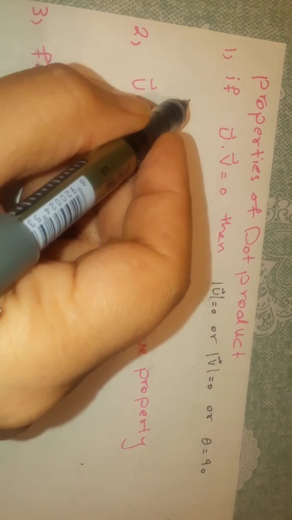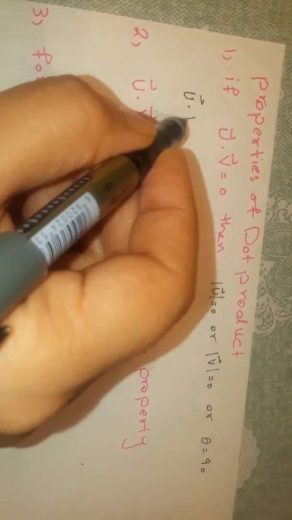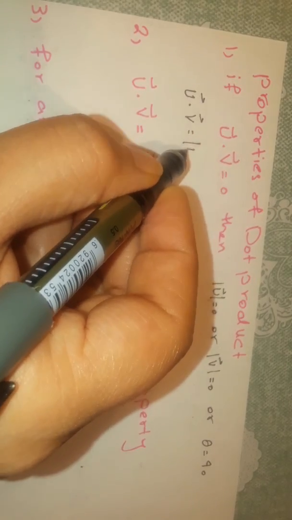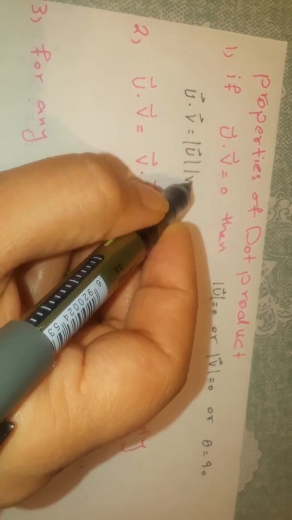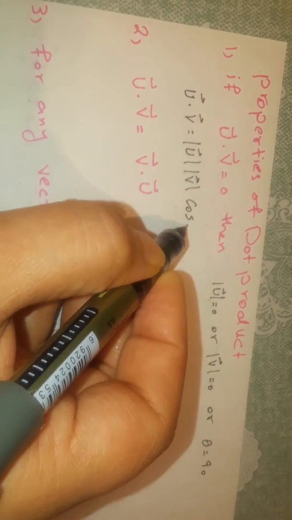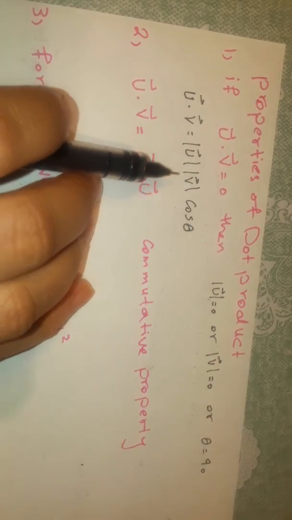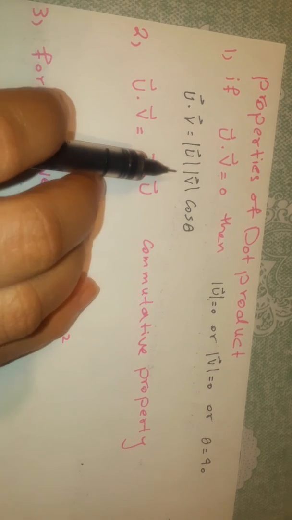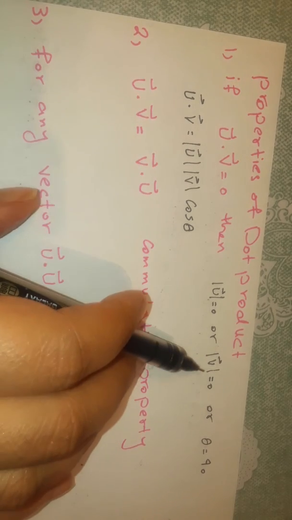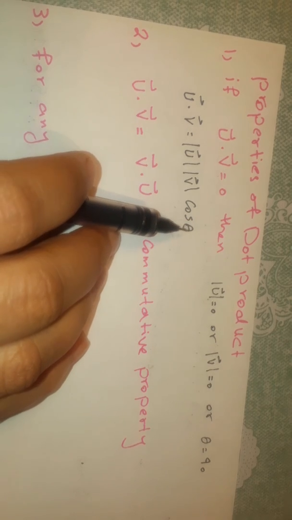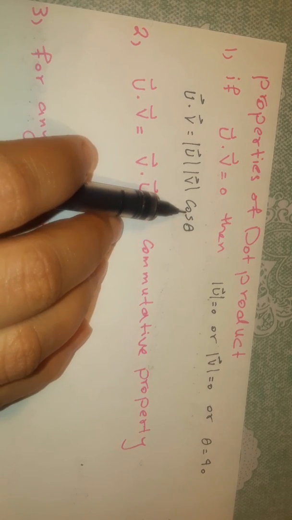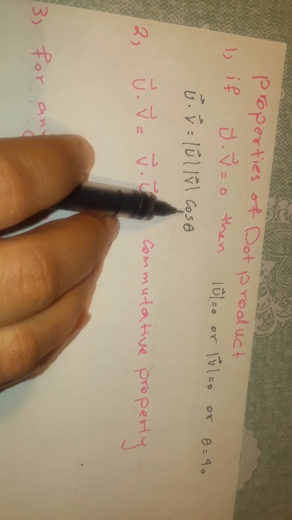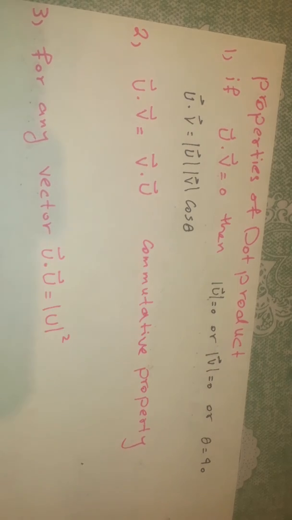How do I know? I know U dot V is going to be the magnitude of U multiplied by the magnitude of V cosine of theta. So if this is going to be 0, it means the magnitude of U is 0, or the magnitude of V is 0, or the angle between them is 90, because the cosine of 90 is going to be 0, right? So either of those choices.